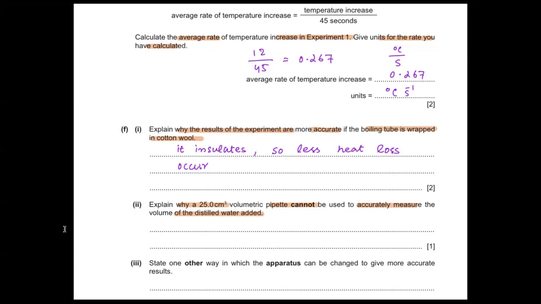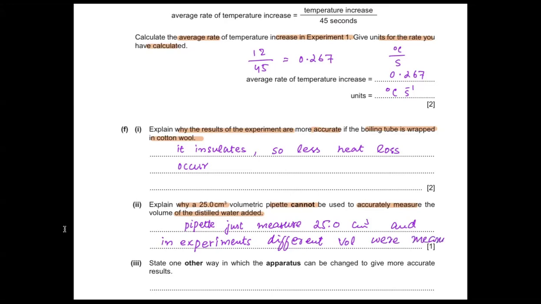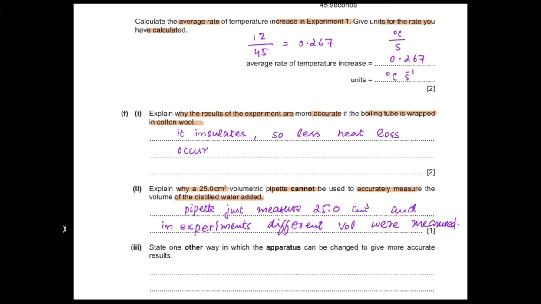Okay. So the pipette just measures 25 cm³, and in the experiments different volumes were measured. I hope it's understandable now. Is it clear to all of you?